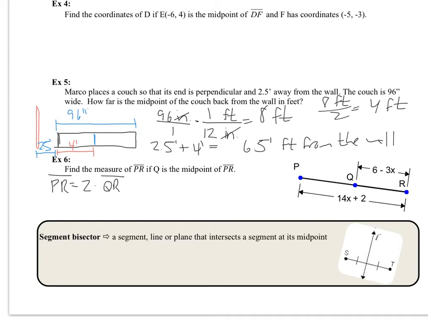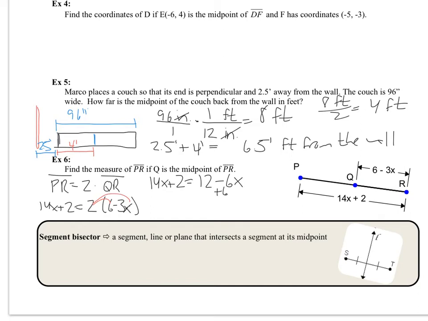Now all we're going to do is substitute. Segment PR is 14x plus 2, and that's equal to 2 times segment QR, which is 6 minus 3x. Now we're going to do some simplifying. We keep the 14x plus 2 on the left side, and distribute the 2 through the 6 minus 3x. So 2 times 6 is 12. 2 times negative 3x is minus 6x. Now we put all our x's on one side and all our numbers on the other, and solve for x.